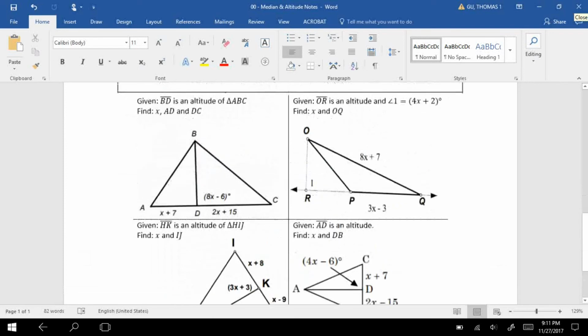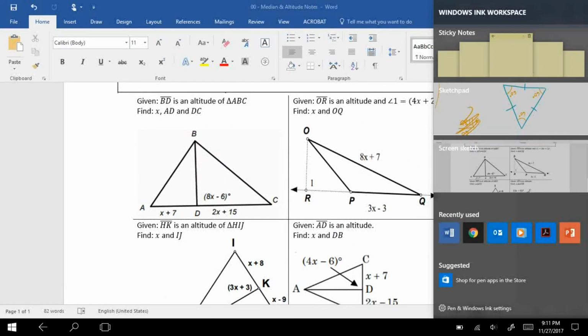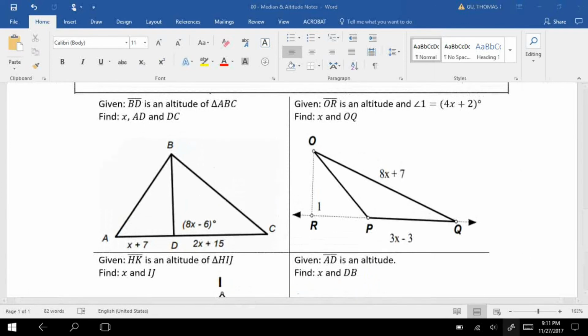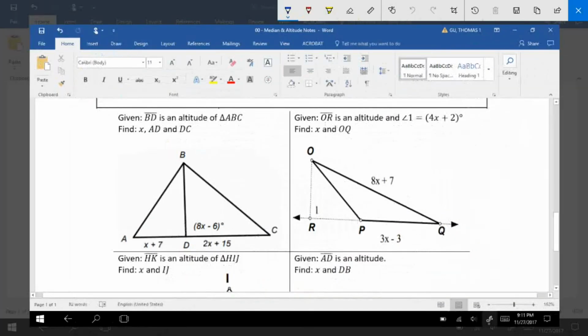Here we go. Given, let me zoom it in a little bit. Given that BD is an altitude of triangle ABC, find X, AD, and DC. So how am I gonna find this one? This time, we don't know that these two sides are congruent. Maybe they might be, they might not be, but we don't know. So we can't set those two equal to each other. However, we do know that an altitude comes down here and it makes a right angle.